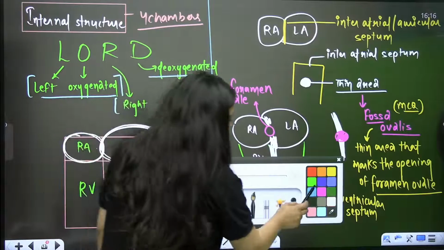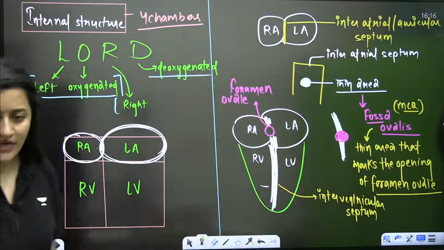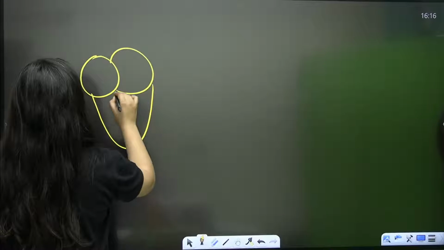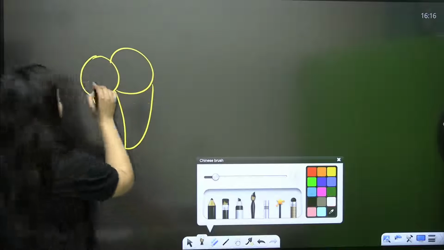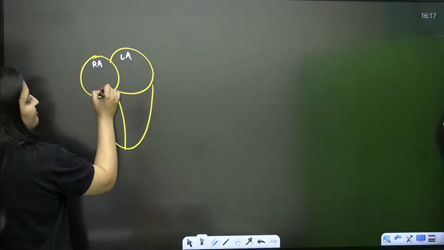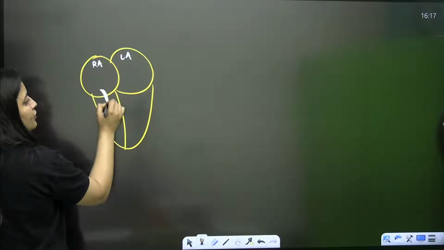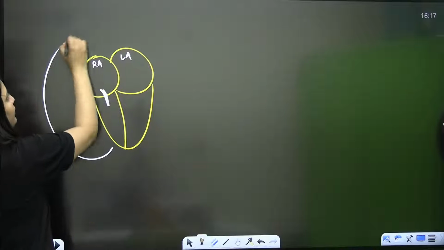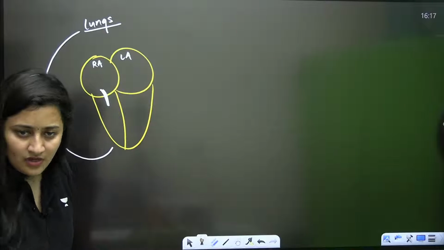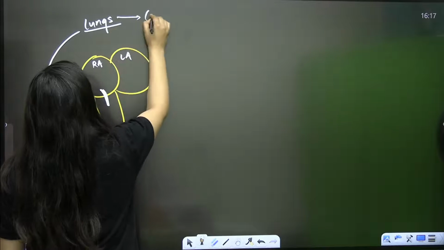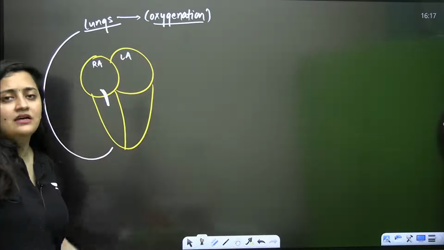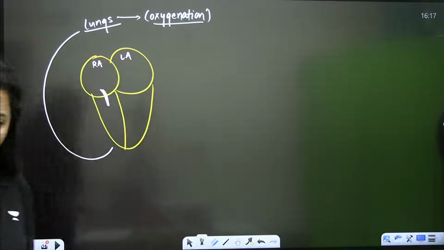Fine. Now I have a question. Let's discuss that. So here, if deoxygenated blood is there, obviously we need to pass that deoxygenated blood to the ventricles, and then the ventricles are going to pass it to the lungs. That's how the system is going to work. You know that lungs are the major respiratory organ, and the function of the lung is oxygenation. The lungs are going to add oxygen to the blood.